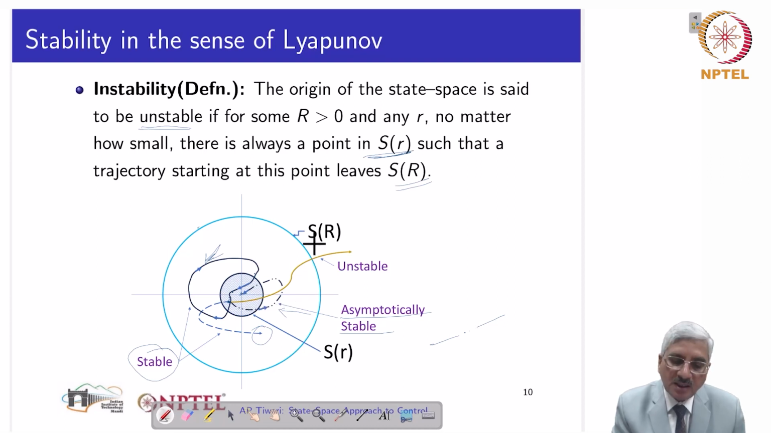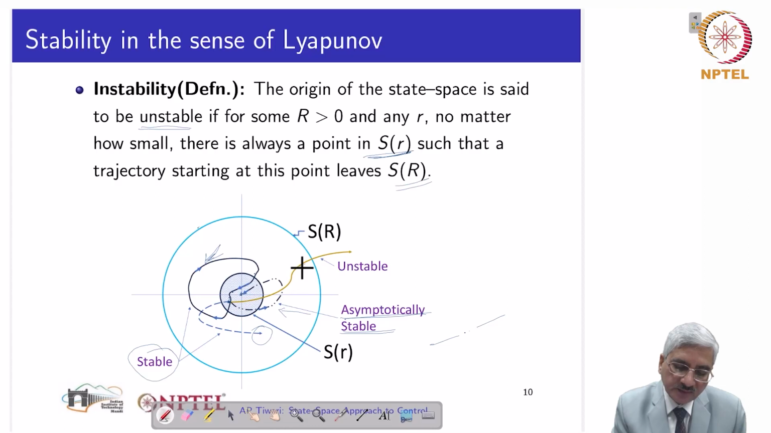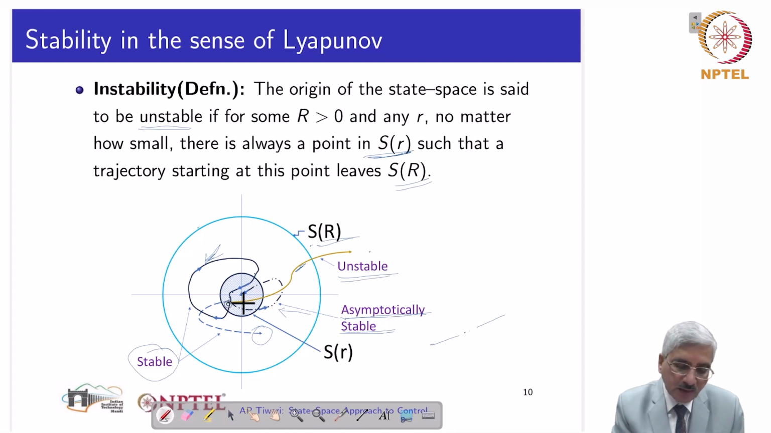However, it remained within S capital R, and after doing all that, it came back to the origin. So this is asymptotically stable. In contrast to all this trajectory, this one started from some point in S small r, and it went out of S capital R. It did not remain confined, it went out, and so it denotes unstable in the sense of Lyapunov. This origin for this one is unstable in the sense of Lyapunov.